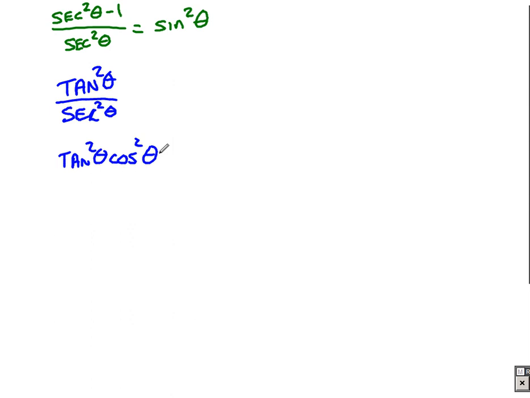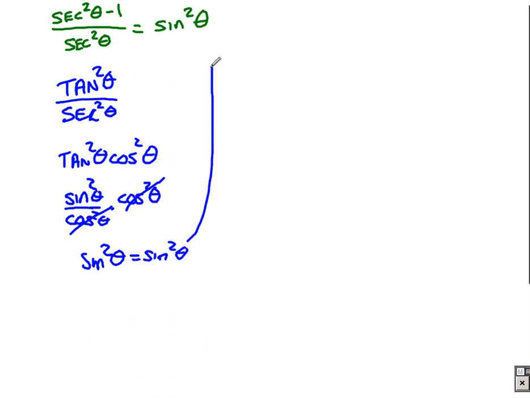Let's turn everything now into sine and cosine. Tangent is sine over cosine. So it's sine squared over cosine squared. And then we were multiplying still by cosine squared. Well, guess what? The cosine squareds go away. I'm left with sine squared of theta, which is, again, what I wanted from there.